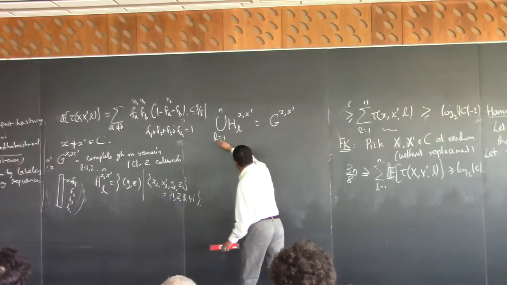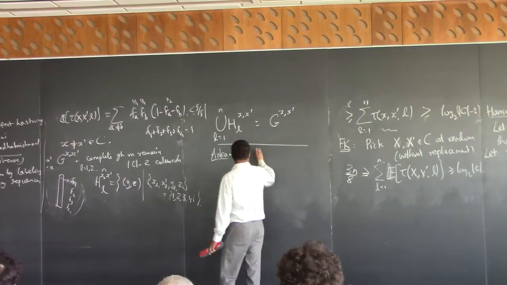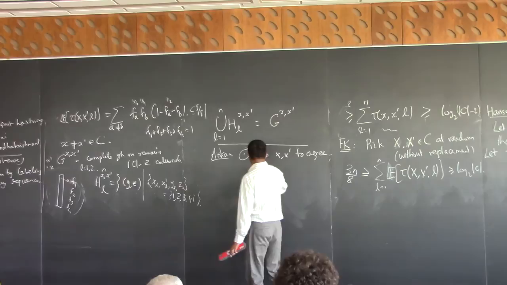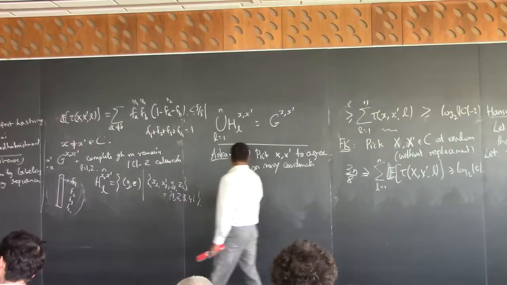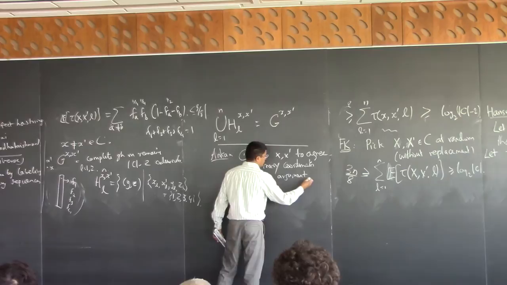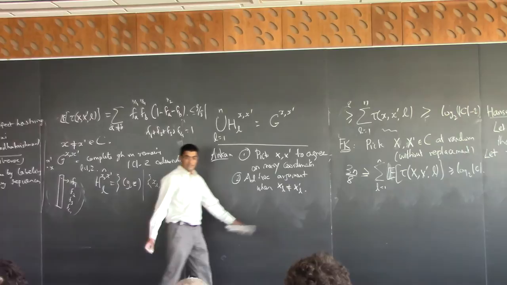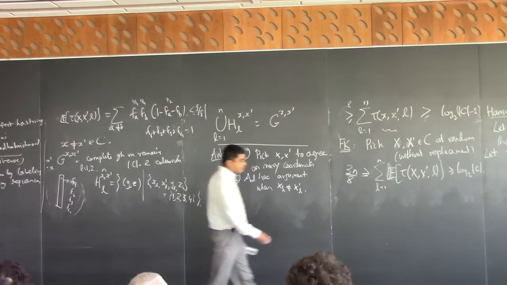Okay, so we basically combine both of these things. So again, let me just write that down. So Arikan had two ingredients: pick x and x prime to agree on many coordinates, and some ad hoc argument when x_L is actually different from x prime_L. In the Lth coordinate they are different, and he used a different argument to bound the number of non-isolated.